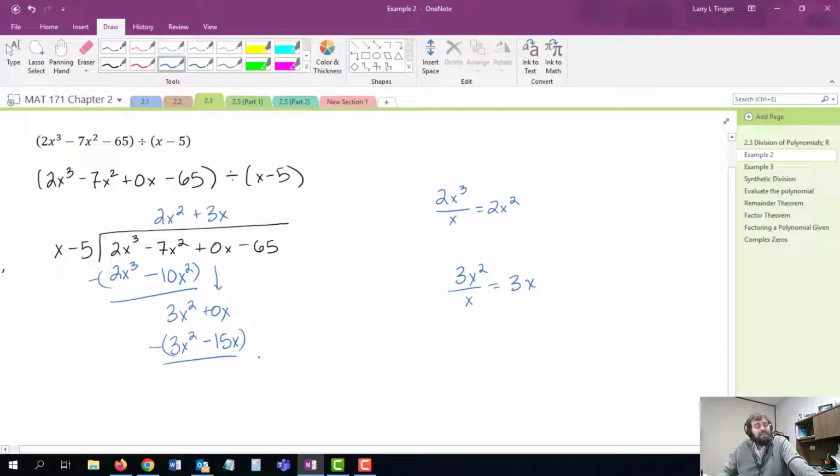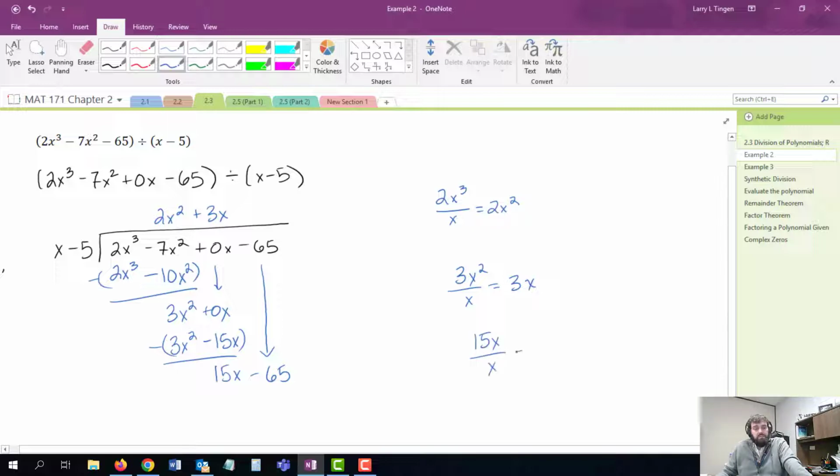0x minus negative 15x is plus 15x. That's a really good example of why you keep those 0x terms, or 0 whatever terms there are. This is the reason you do it, because if you didn't have this 0 here, it would look like it's just negative 15, but it's not. It's minus negative 15. Bring down the last term, and then do it again.